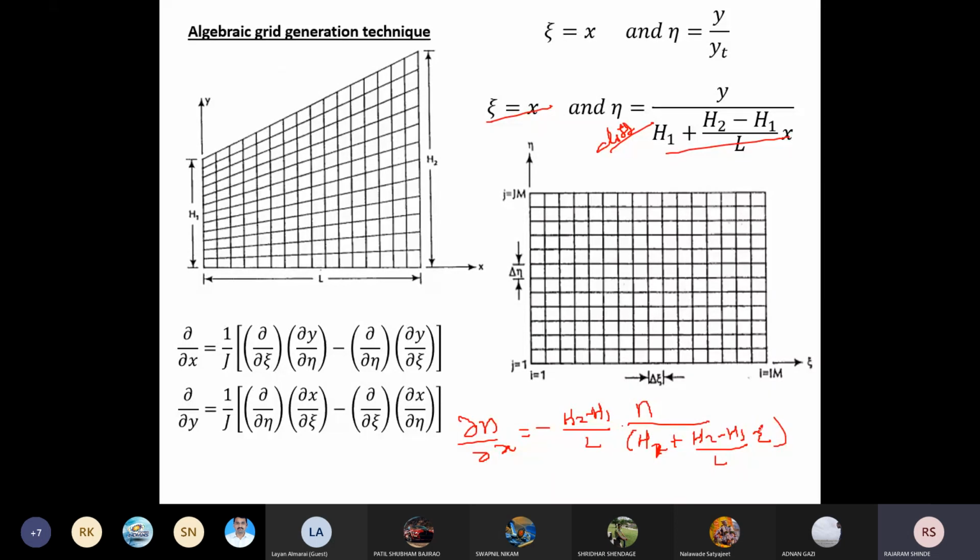Next, we need one more term. We have calculated these, and I will write them here as matrix terms.